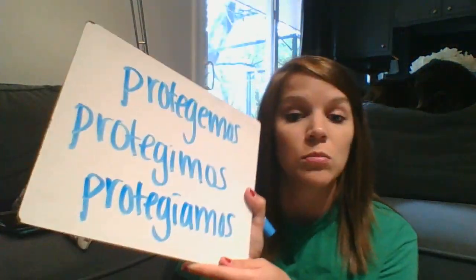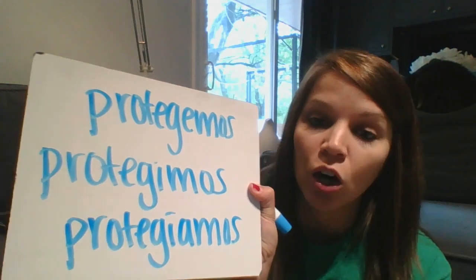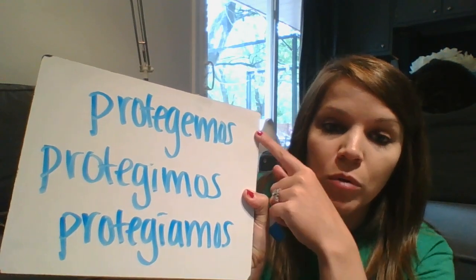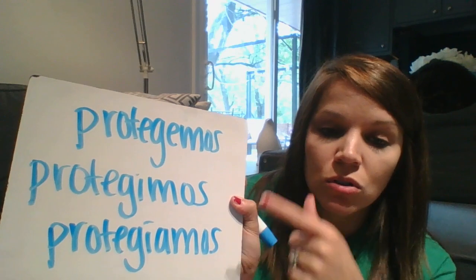And then finally, we used to protect. Again, that used to tells us that it's imperfect, which tells us that it's going to be either aba or ia. In this case, it's going to be iamos because it is an ER verb. So in total, we have protegemos, protegimos, protegiamos.